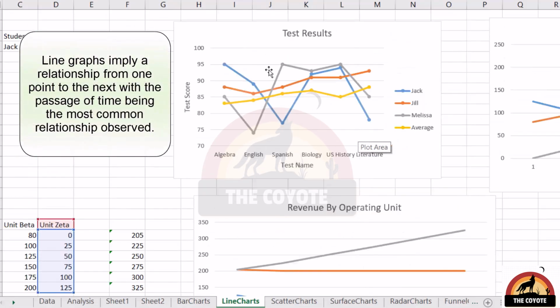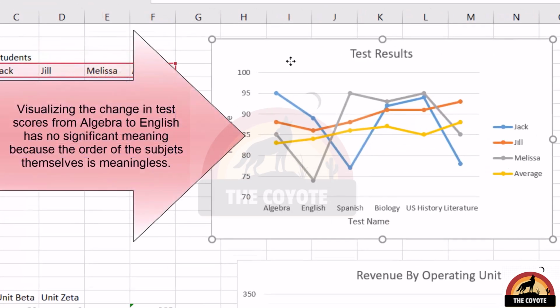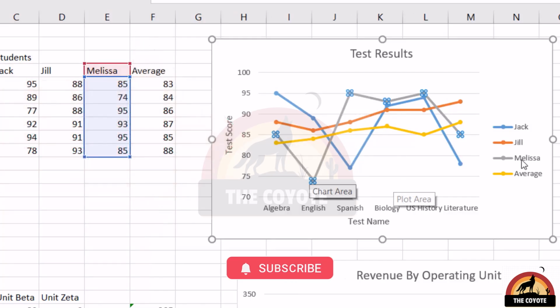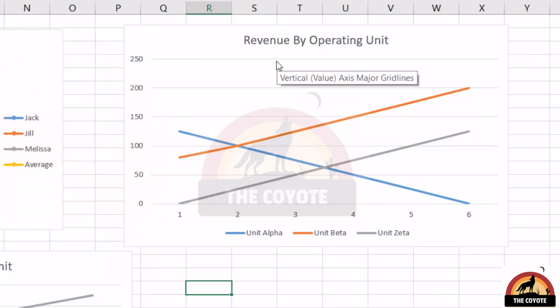For example, when we look at our test results in a line chart format, it doesn't make much sense and it doesn't assist us in making any conclusions, as there's no real relationship when going from algebra to English or from biology to U.S. history. Comparatively, plotting the revenues by operating units on a line chart helps to show us how the revenues are changing over time. Each chart has a different value.